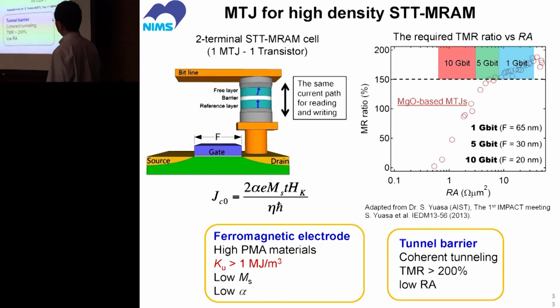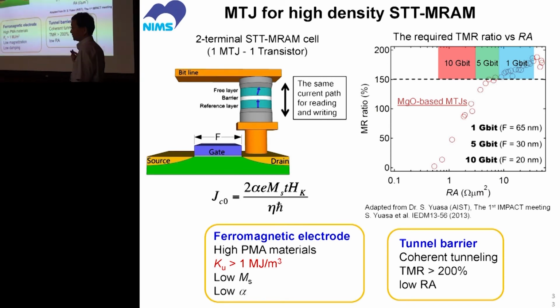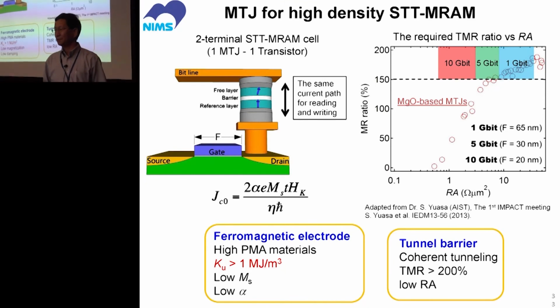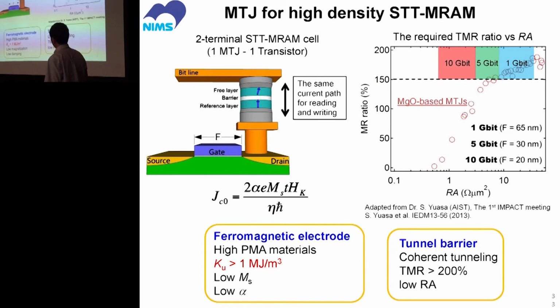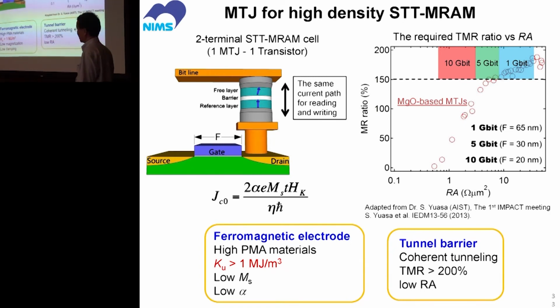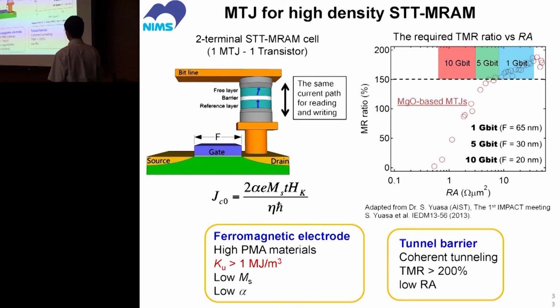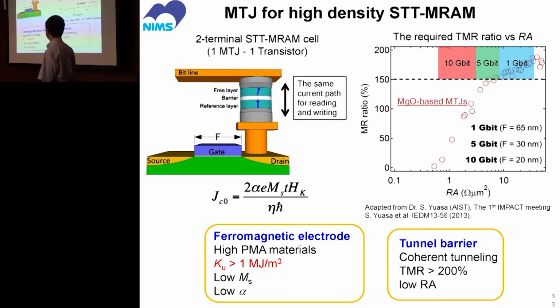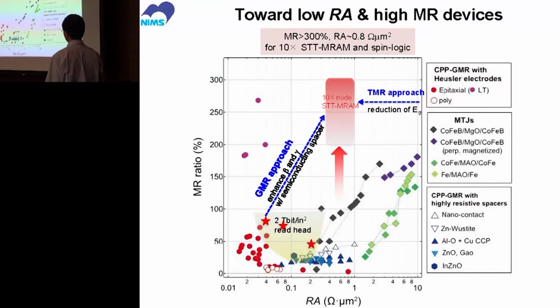And also, in order to make this a 10 nanometer thermally stable device, we have to use a material with high magnetocrystalline anisotropy energy, just like iron platinum recording media. And we need low magnetization to reduce the switching current by STT switching. And we would need low damping. And for the tunneling barrier, we need to reduce the RA value, so we have to use a different type of barrier. So we may have the same problem for the STT-MRAM application.